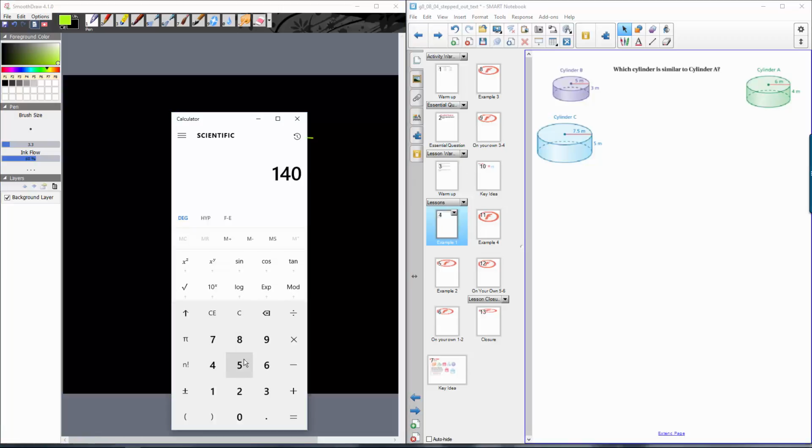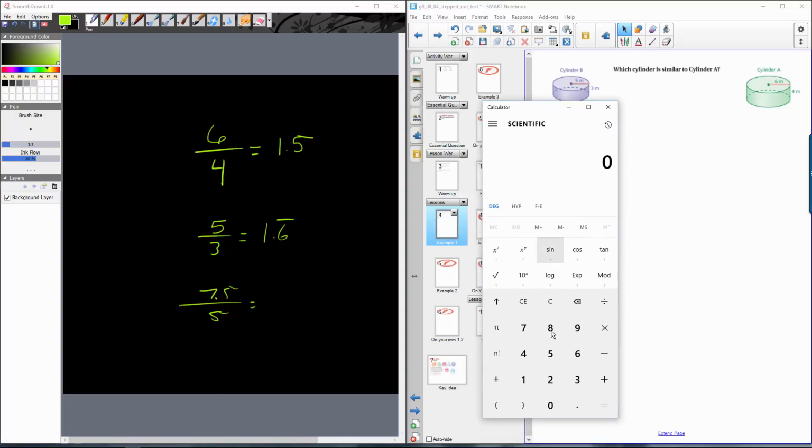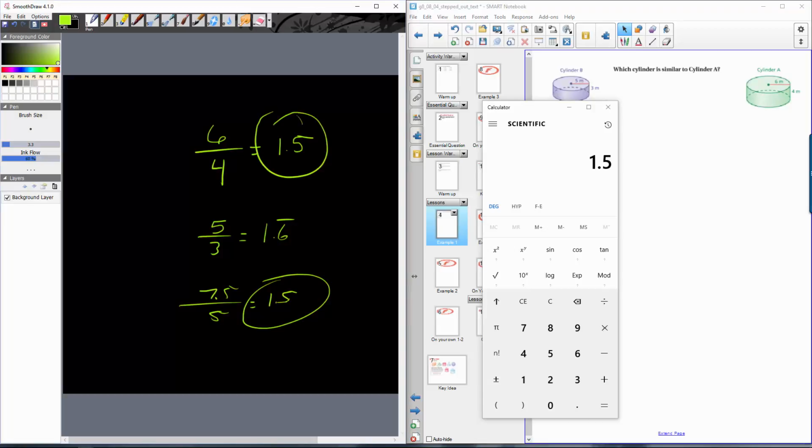So I take 5 divided by 3. I get this 1.6 repeated. And if I do 7.5 divided by 5, I get 1.5. So these are exactly the same in terms of my scale factor here, right? The radius to height ratio is 1.5 for both of these, so therefore they are similar.